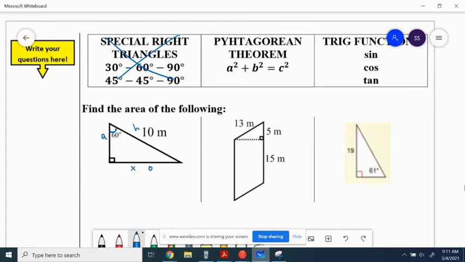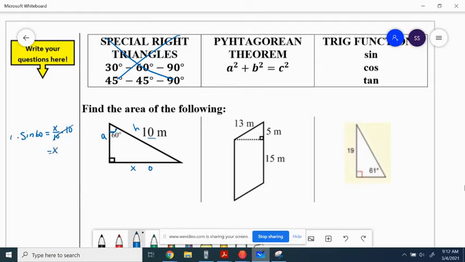So that would be x. So if I were to try to figure out this side length, I would need to use sine because I have the hypotenuse and I need to find the opposite. So I'm going to do the sine of 60 is equal to x over 10, because it's O over H, right? And I solve this by multiplying by 10 because the number is in the denominator, so this will cancel out.